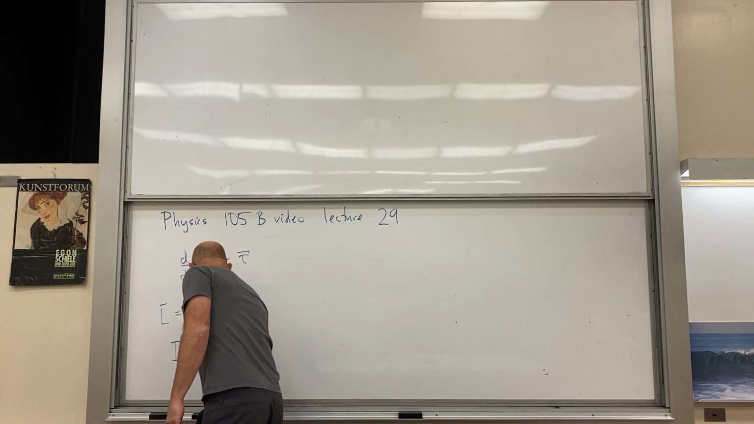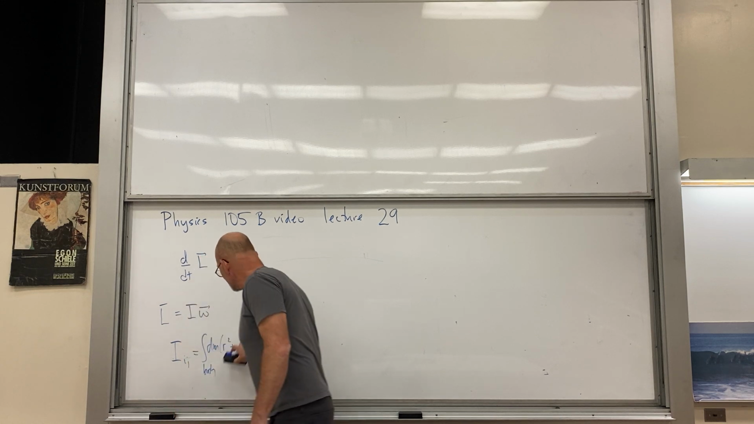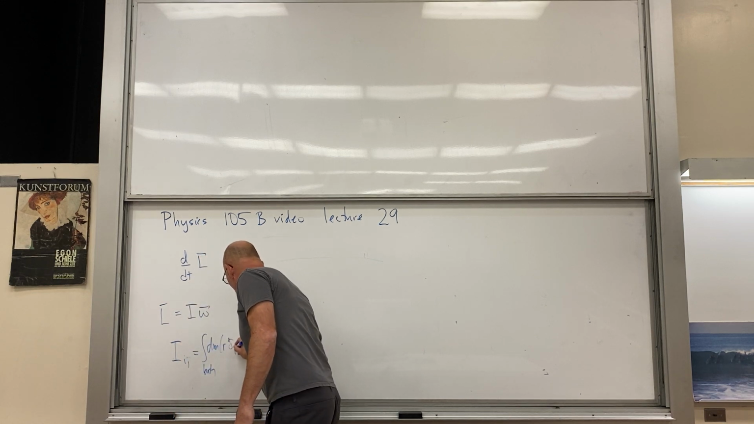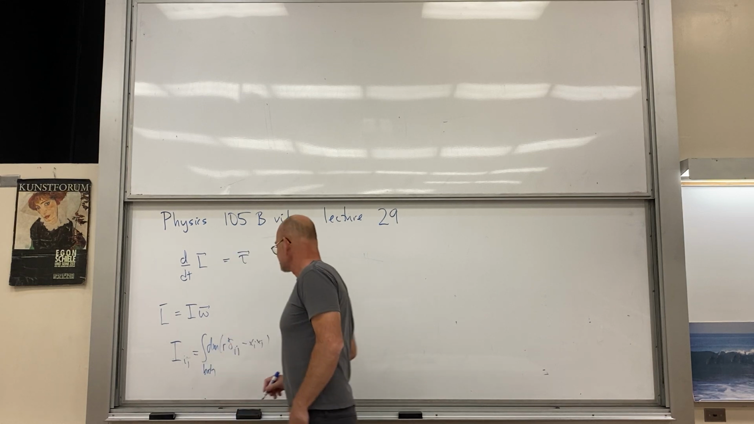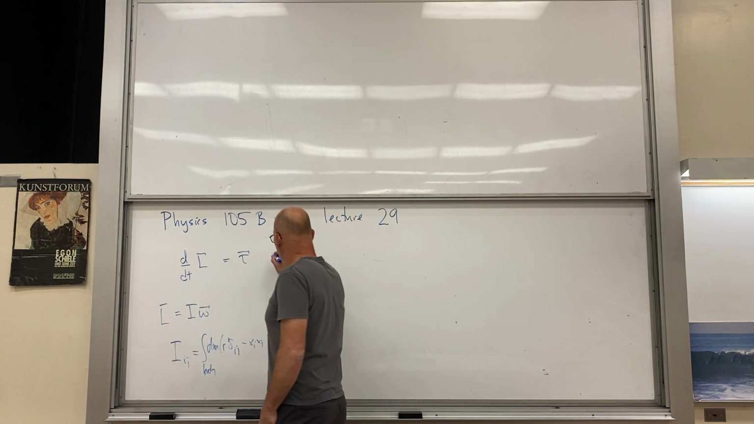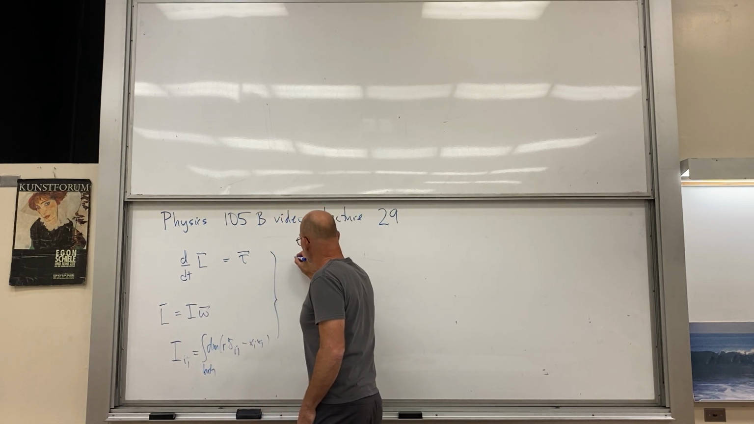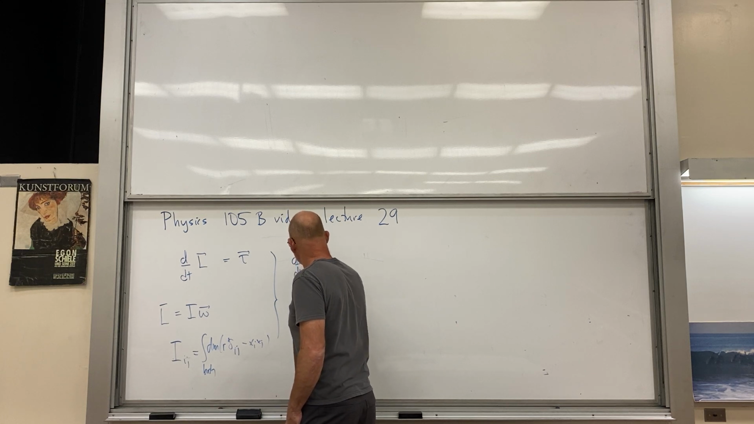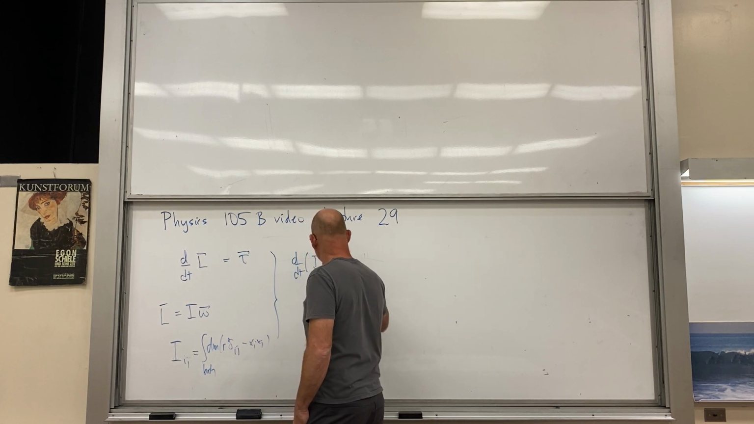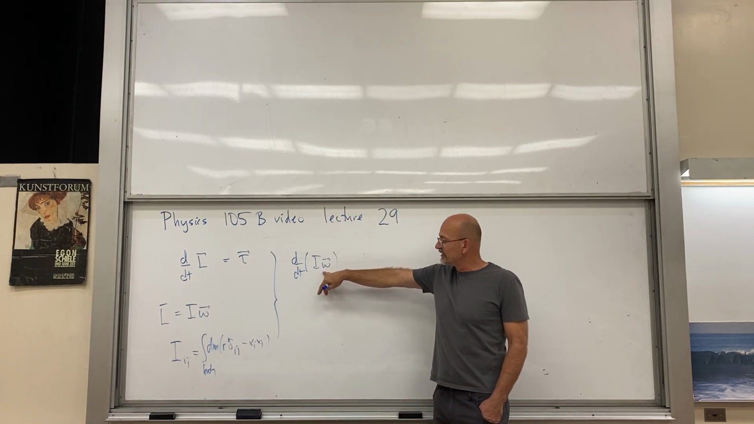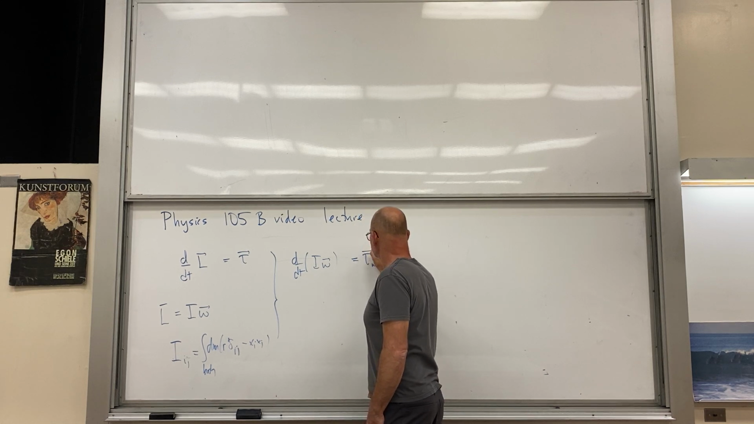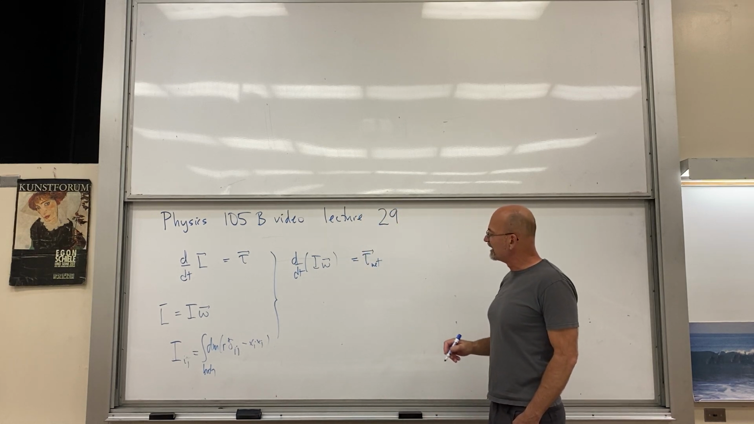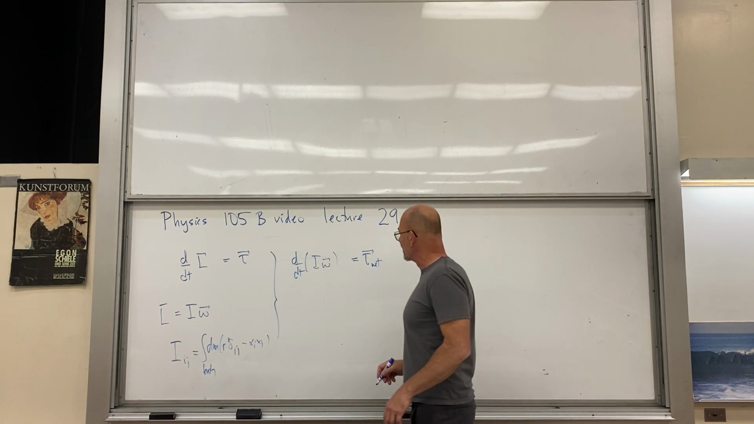We're integrating over the body, dm r squared delta ij minus xi xj. Okay, so what that means is d/dt of I omega has all manner of time dependence in this entire expression, equals net torque. So what we do instead is transform to the body frame.